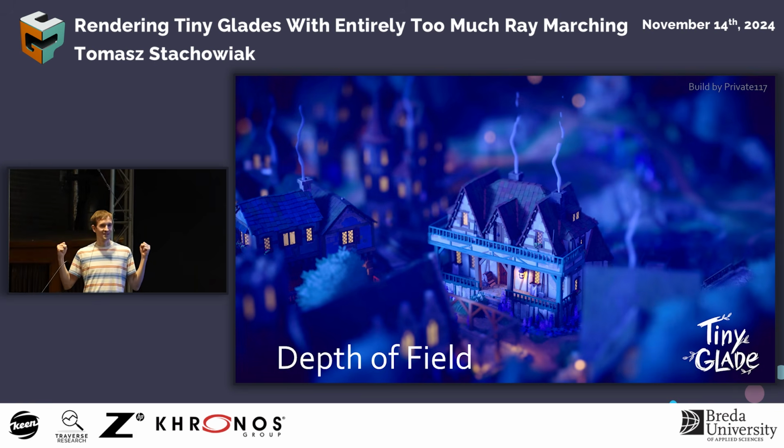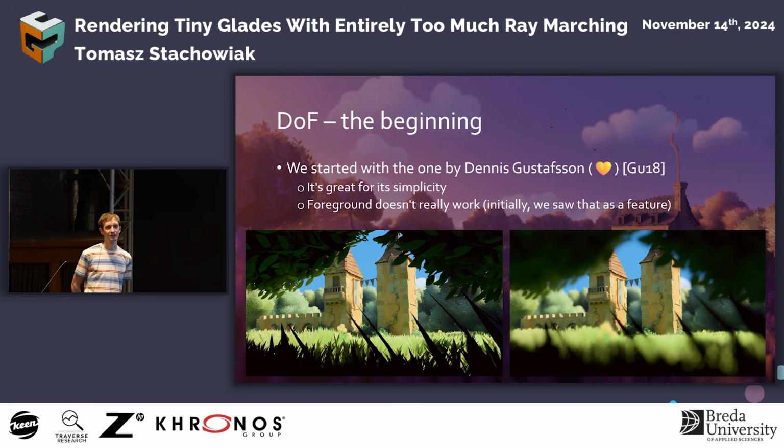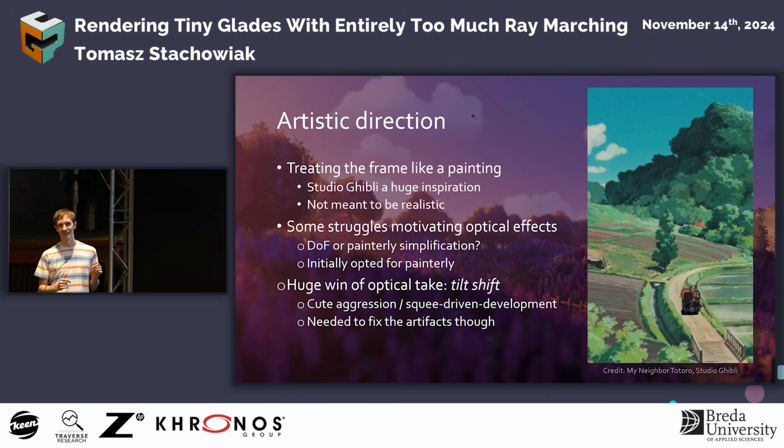And speaking of blurring things, depth of field. That's something we have invested quite a lot of effort into. But we started quite simple, actually. We started with not really knowing what we want to do with DOF, and we just plugged in this cool single-pass shader from Dennis Gustafsson, which is awesome for its simplicity, but also has this peculiar artifact that sometimes you get features that are a little bit too sharp in the foreground, and it doesn't really make much sense. But we actually considered that to be a bit of a feature initially, because we didn't really know whether we're going for optical effects or painterly effects.